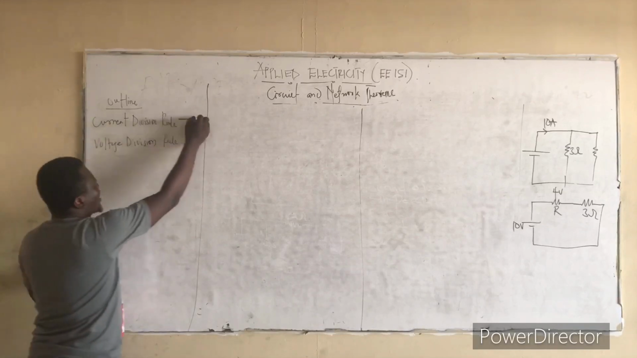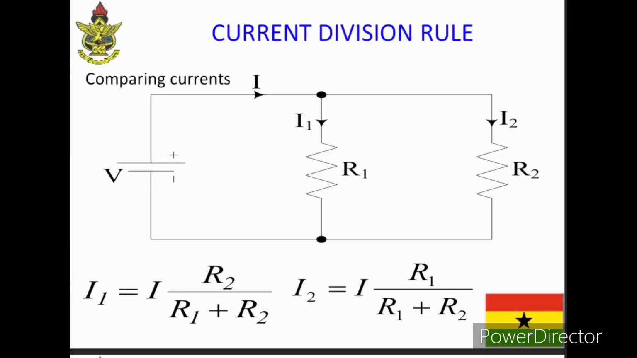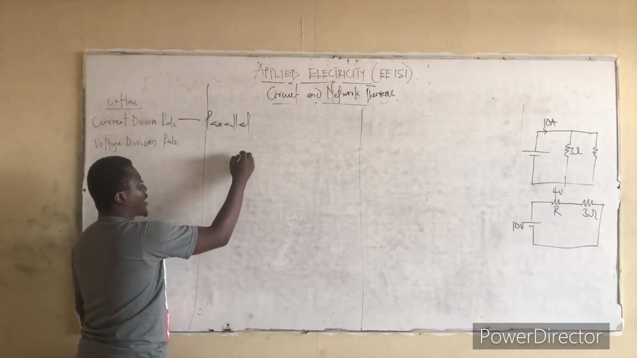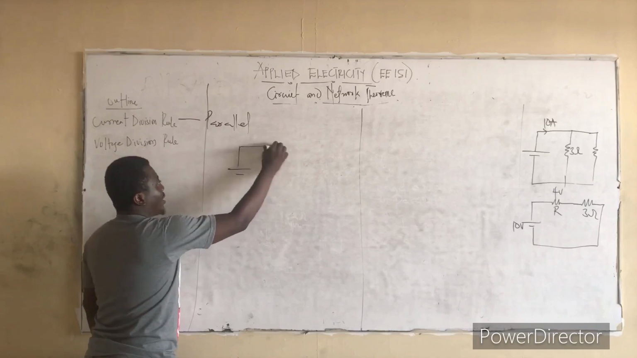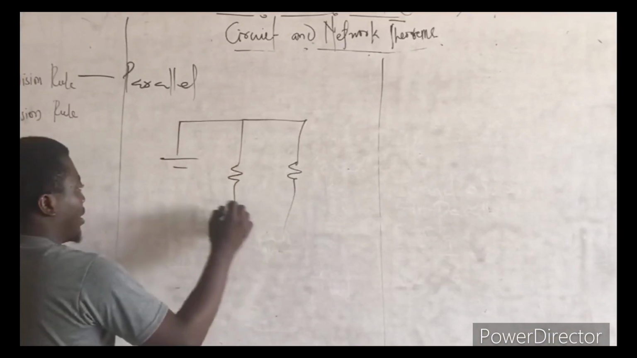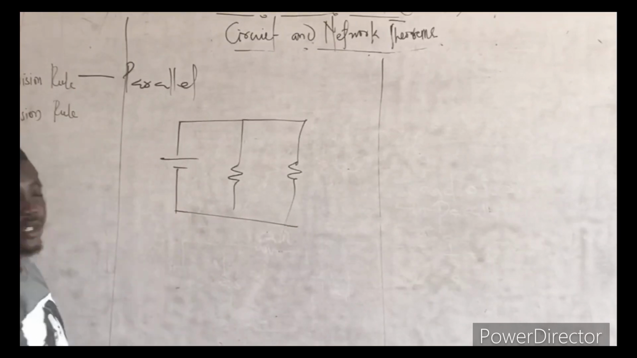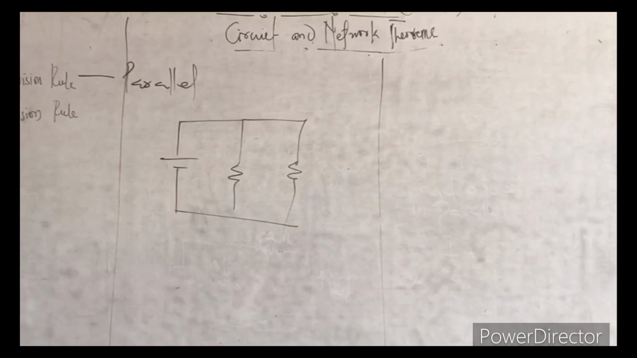So the rule for this is that resistors must be parallel. If they are not in parallel, you can't do current division. So the rule for current division is that the resistors must be parallel. So you see a circuit like this. Let's use a simple example for when you get to your questions or solve more complex examples.